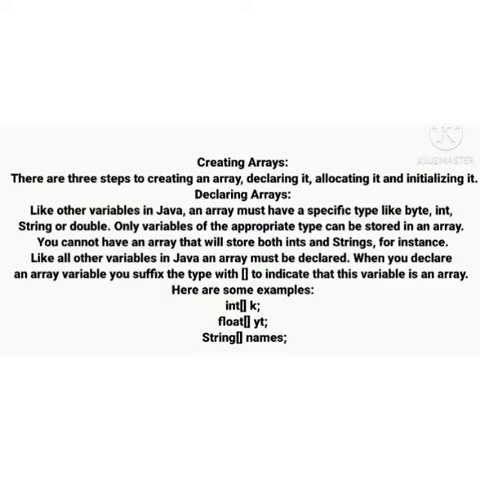You cannot have an array that will store both ints and strings. Like all the variables in Java, an array must be declared. When you declare an array, you suffix the type with square brackets to indicate that this is an array of that type. Here are some examples: int[] k, float[] yt, String[] names. For declaring an array, we use the data type, square brackets and the name of the variable.